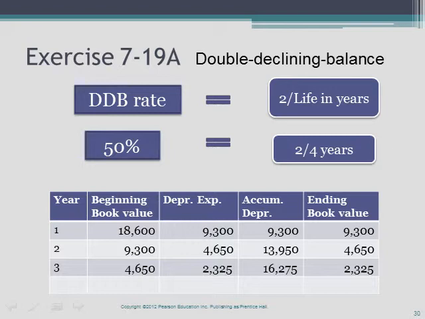The pattern continues. What is unique about this exercise is that in the third year, the book value is less than residual. We must back up and recompute year 3 so this doesn't happen. We have year 3 ending book value equal residual and then back into depreciation expense. So even though the van was assigned a 4-year life, it became fully depreciated in year 3.